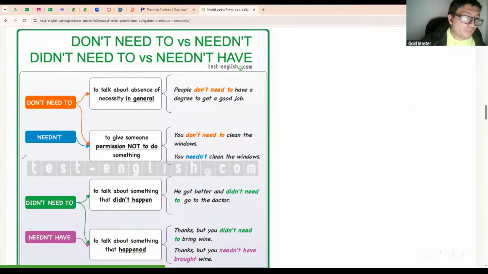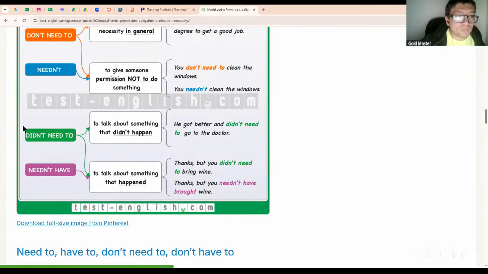Fantastic. Finally, didn't need to. All right, this is the same, just in past. Okay, this is just in past to talk about something that didn't happen in the past. He got better and didn't need to go to the doctor.